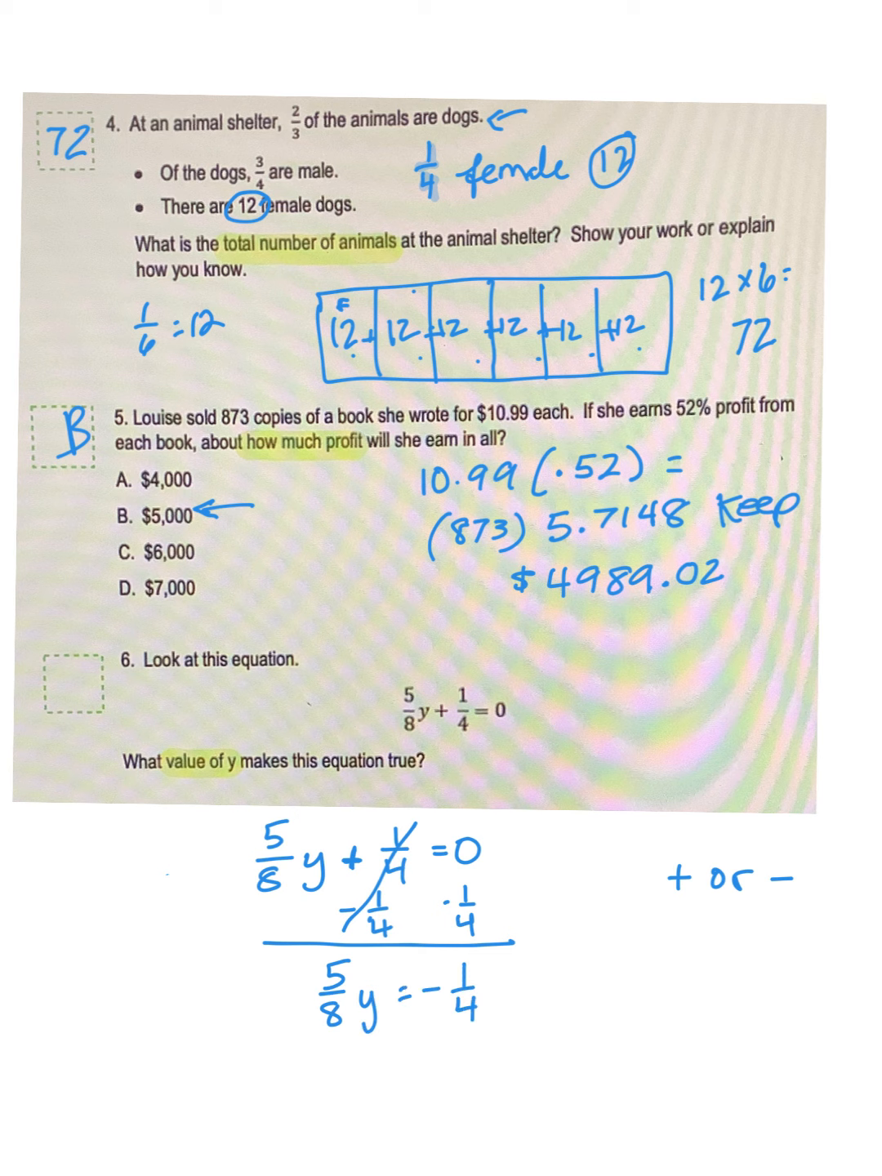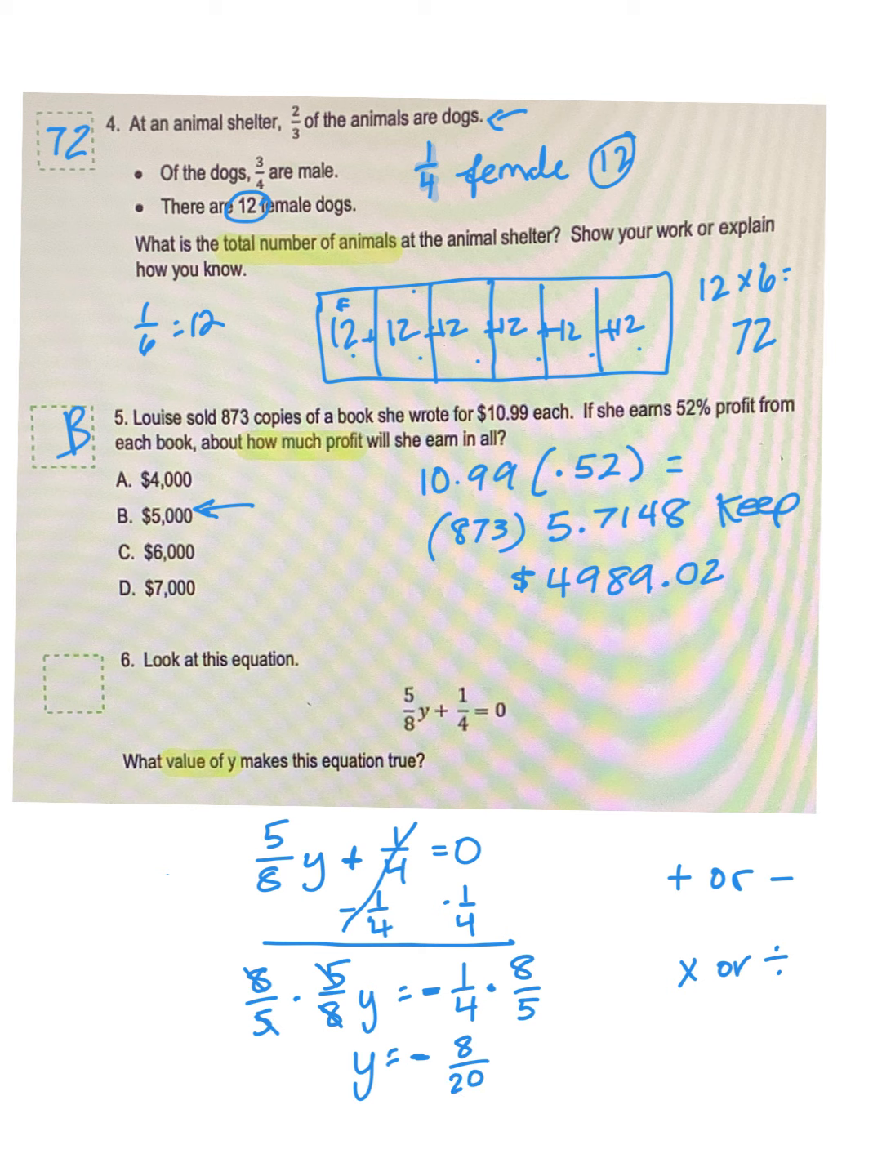Now our next step, we always say, is there anything being multiplied or divided by the variable? And we can see that 5/8 is being multiplied by the variable. The opposite of multiplying is dividing. But with fractions, we learned that we multiply by the reciprocal when we have to divide. So these cancel out. We have y. When we multiply fractions, we multiply across. There's only one negative, so my answer is going to be negative. 1 times 8 is 8. 4 times 5 is 20.